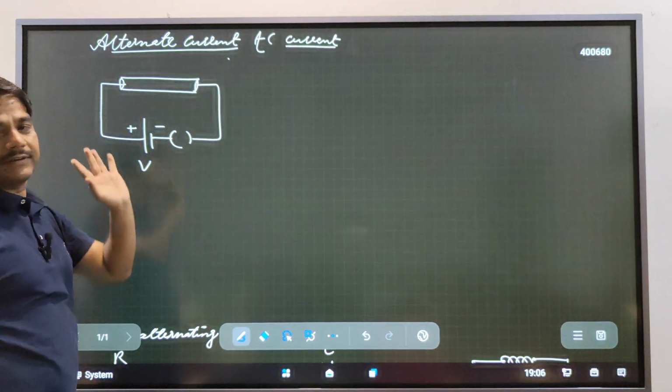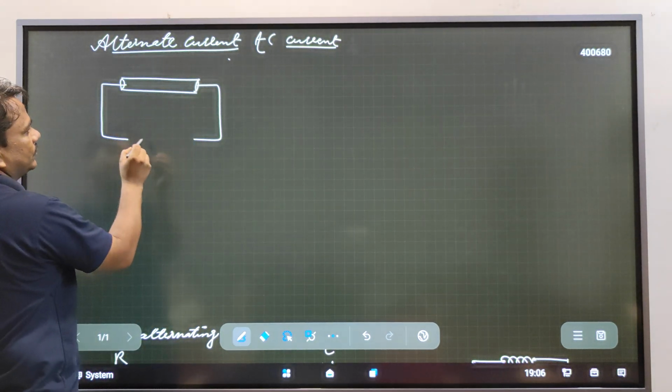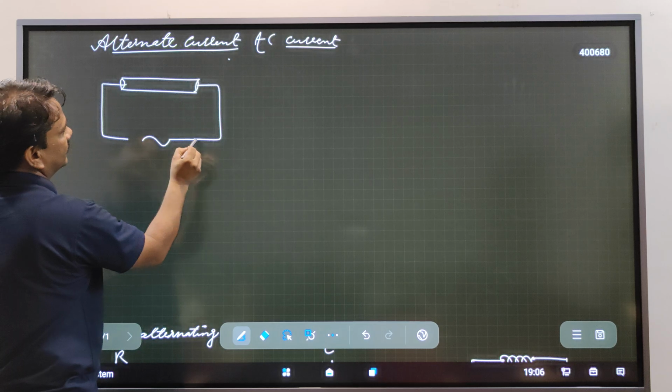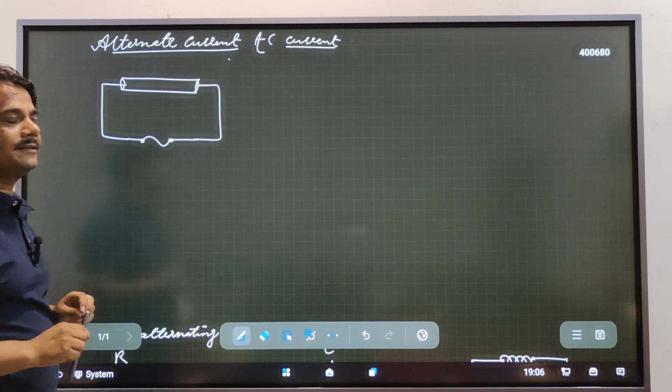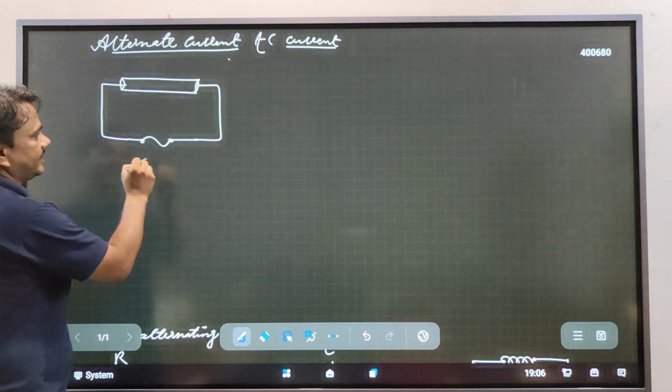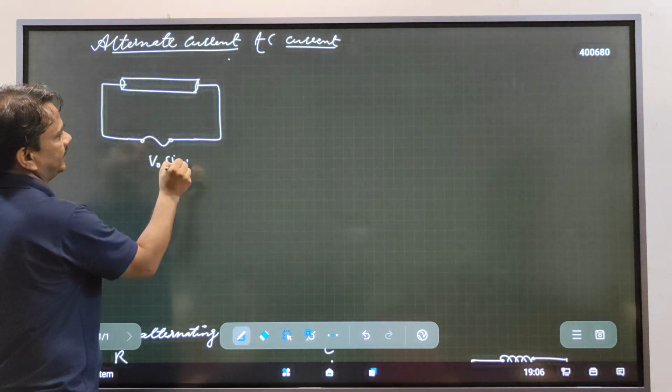The drift of current takes place here. But if I replace the source with an alternating source, the symbol for the alternating source is this. Got it? This is an alternating source. It's called AC voltage. The formula for the voltage is V naught sine omega t.